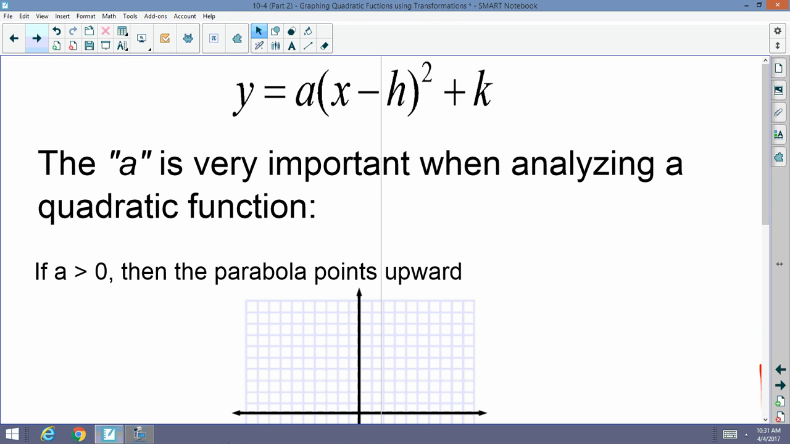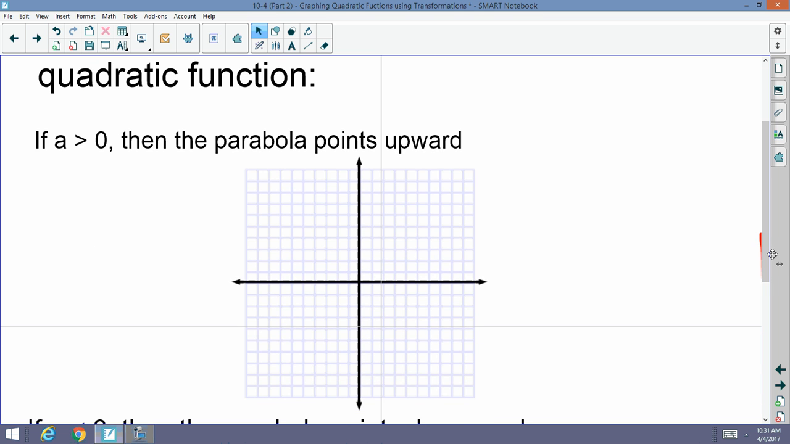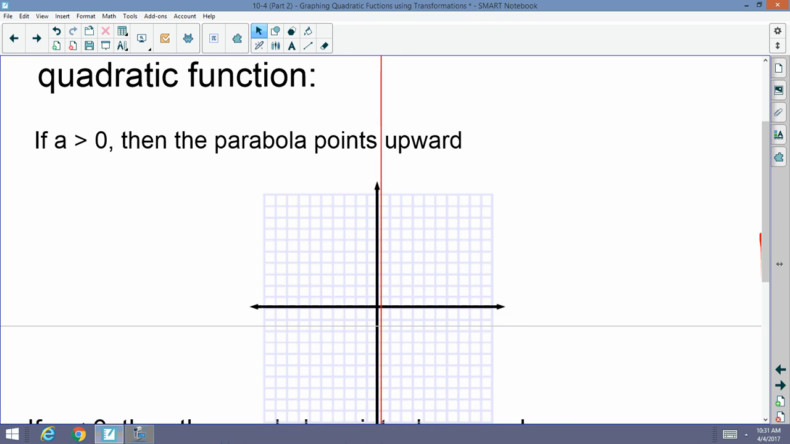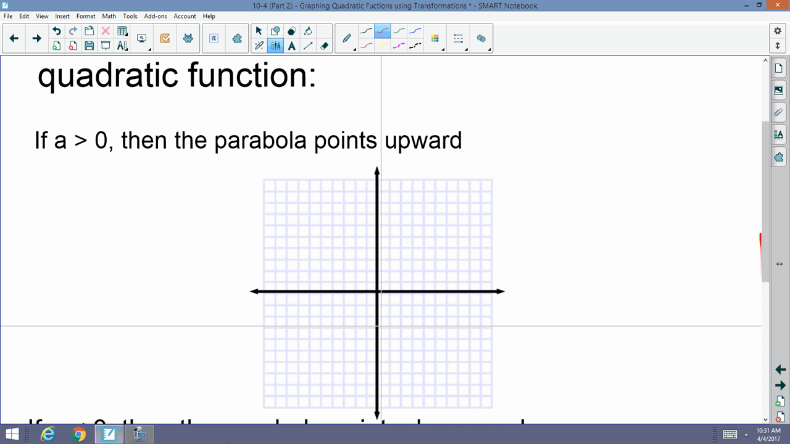Okay. So y equals a times x minus h squared plus k. The a is very important when analyzing a quadratic function. Guys, if a is positive, then the parabola points upwards. I don't care what the value of a is. If it's positive, your graph will be pointing upwards, period. It's just the way it goes. Always 100%, no doubt. If your a is positive, it points upwards, period.